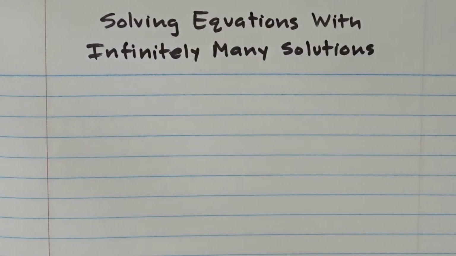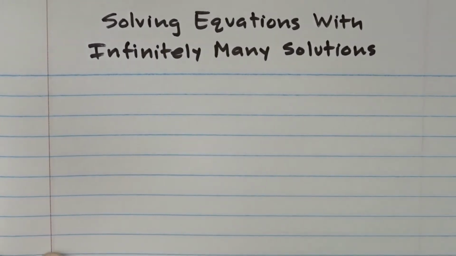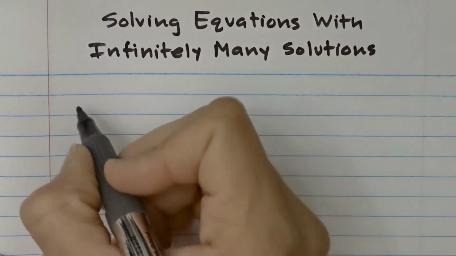Okay, so today to solve equations with infinitely many solutions, it's going to be the same process as solving any other equation. The only thing is at the very end, you're going to notice that something different happens than getting just a number with your variable. So let's look at the first example.